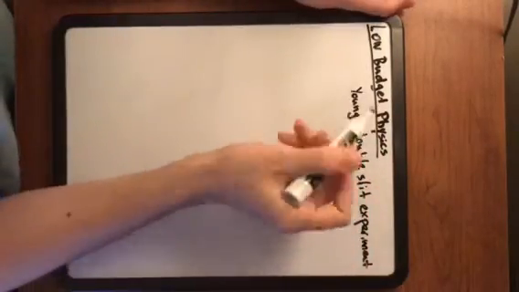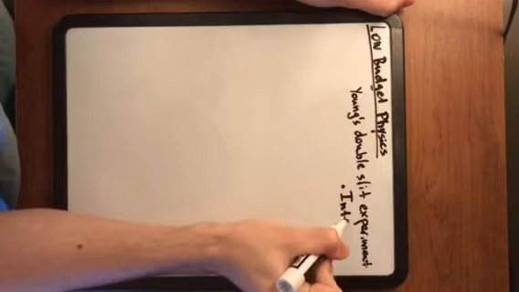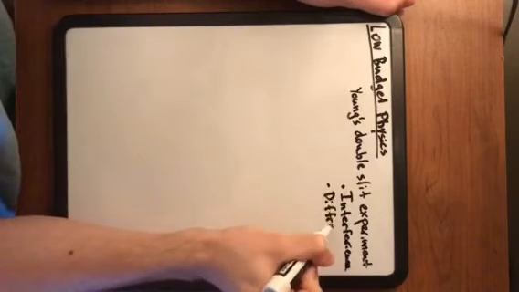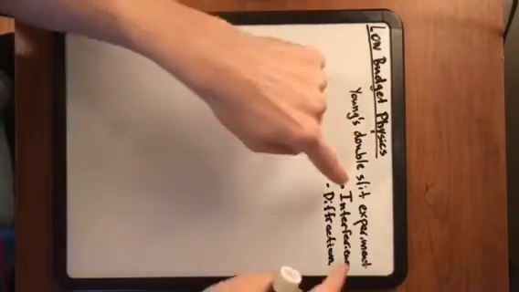And so there are two parts to Young's double slit experiment. There's interference, and there's diffraction. In this video, we're going to discuss double slit interference.